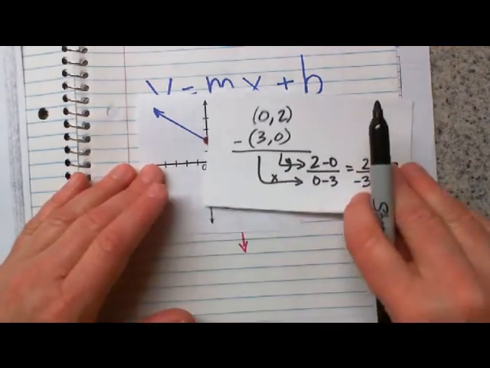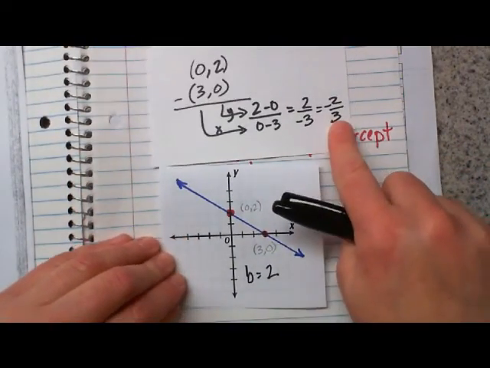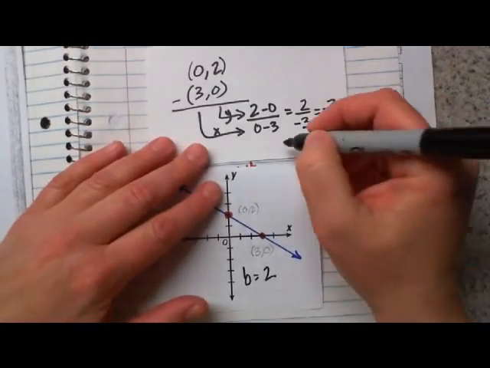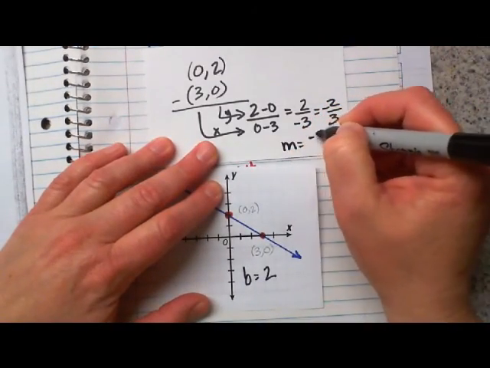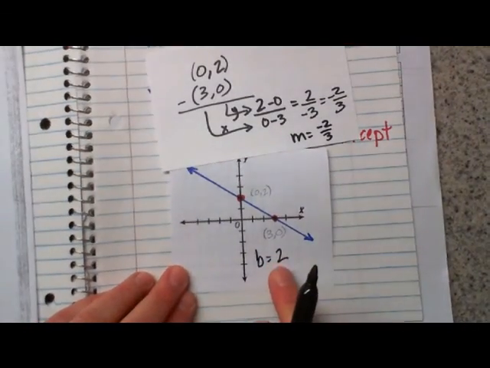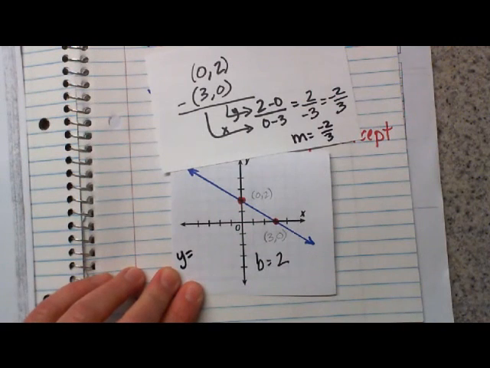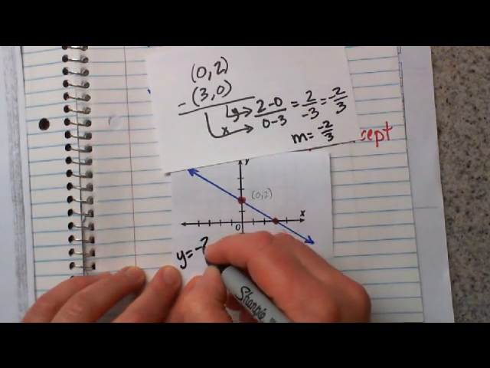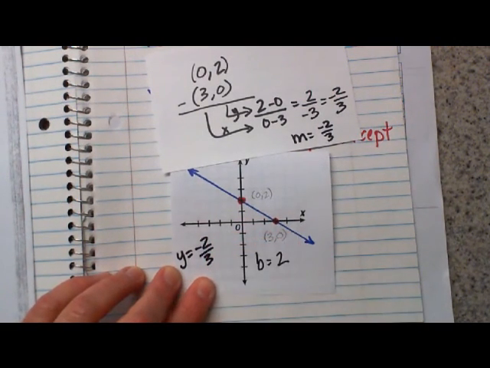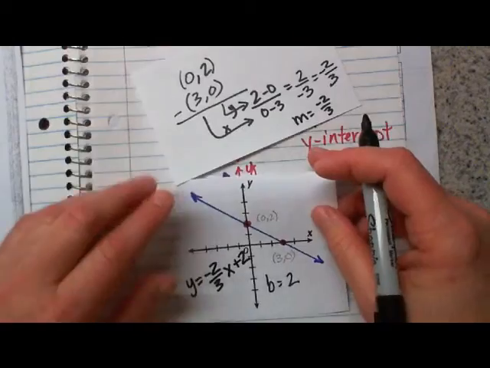So then I take this information that I just got: my slope is negative 2/3, and my y-intercept is 2, so now I can write the equation for my line. y equals negative 2/3 x plus 2.